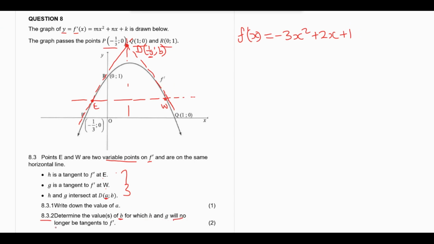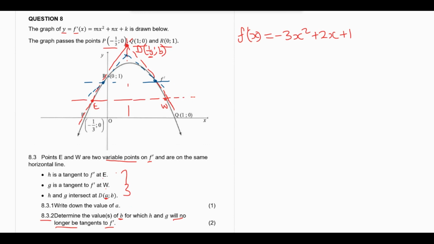be tangents of the graph of the derivative of f. I strongly believe that we can have different explanations for this. Let me try to explain it this way. E and W are the variable points, meaning that they are moving along the graph. So these points may also be there. They can be anywhere, right? These points are variable, which means that they change.